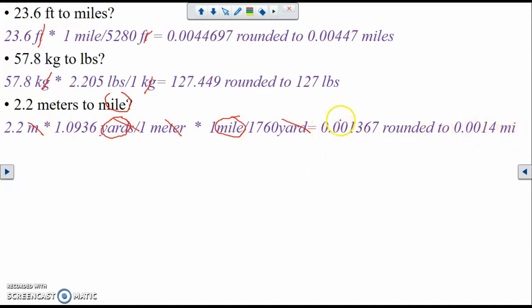Not significant, not significant, not significant. First significant figure, second significant figure. We'll look at the number to the right. It's greater than 5. This 3 turns into a 4.